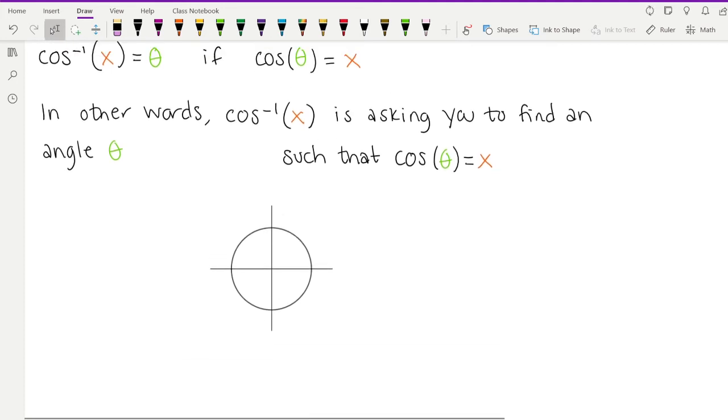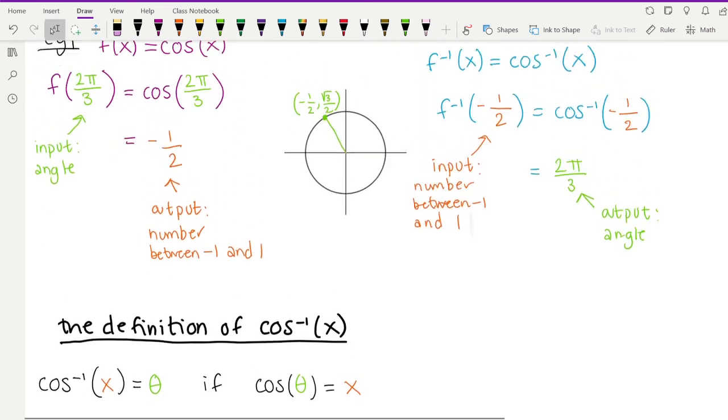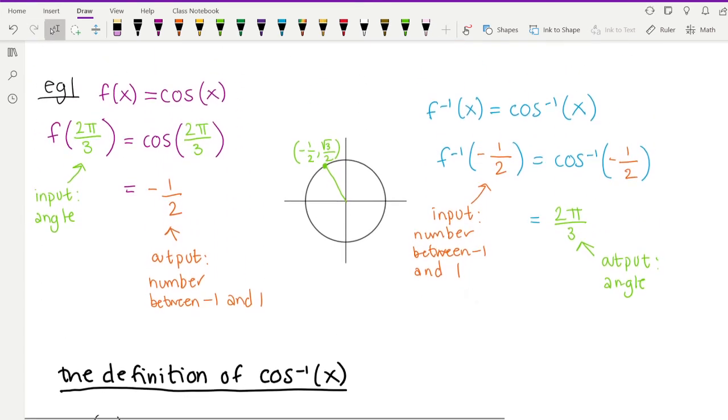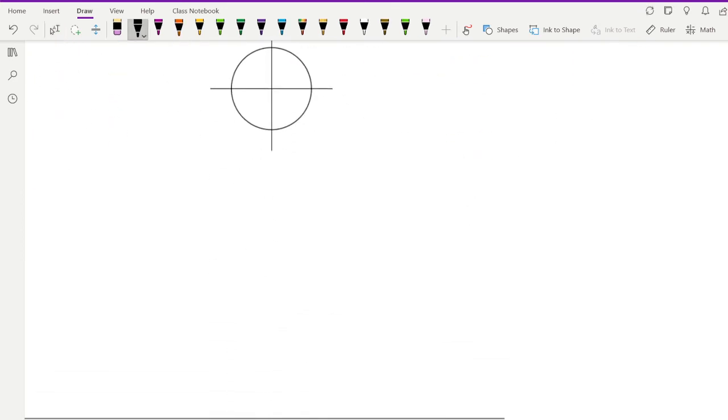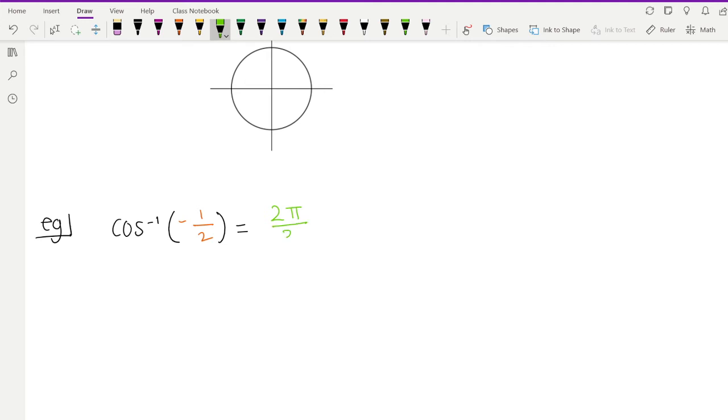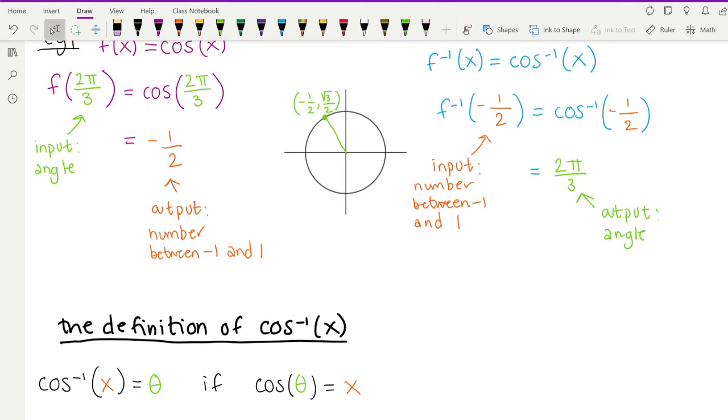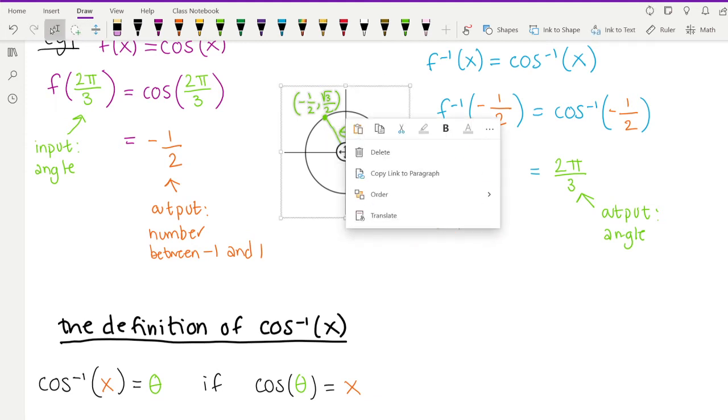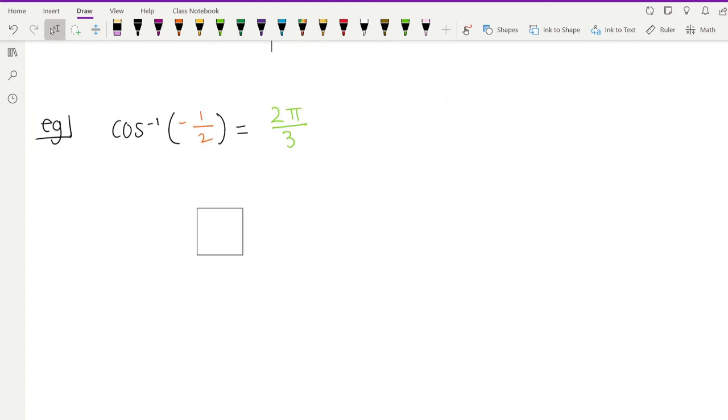Well, going by this definition, if we look back at the example we did above, when we found f inverse of -1/2, so inverse cosine of -1/2, up above we decided that that was equal to 2π/3, right? Because that was our angle that we went to. So here's our angle of 2π/3, and we found that cosine of that angle was equal to -1/2. I'm actually going to copy this and paste it down below because I want to refer to it. So let's see, copy.